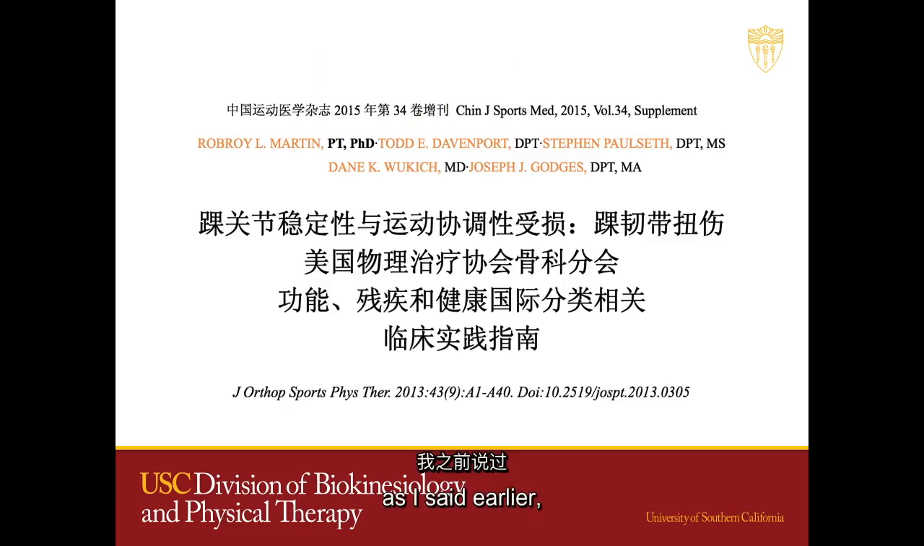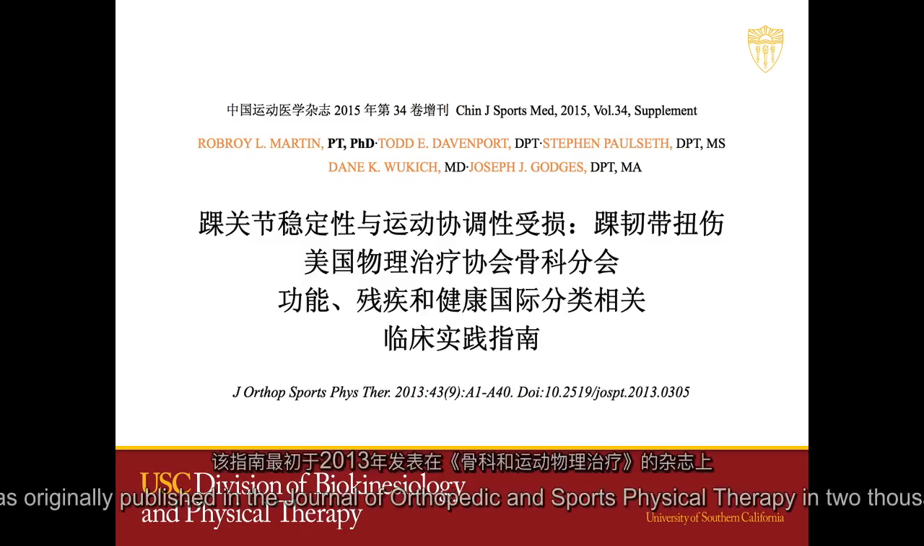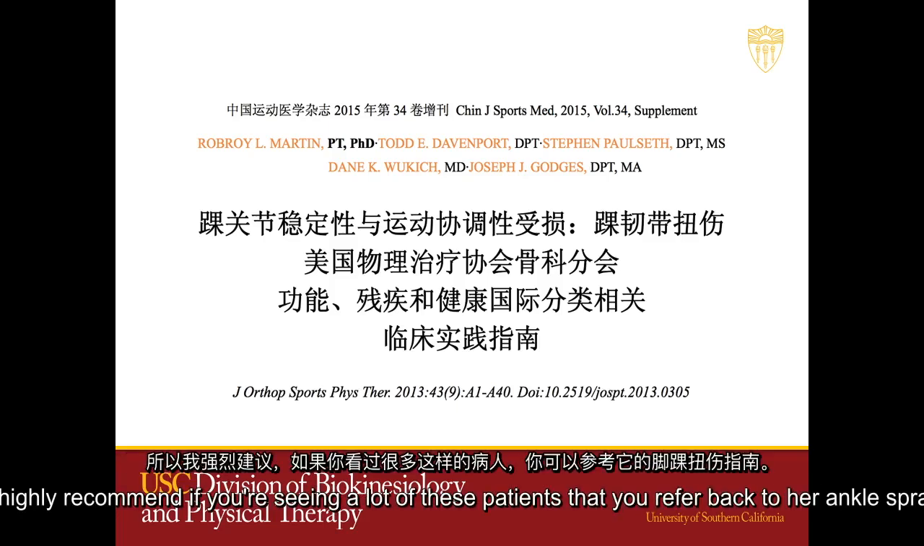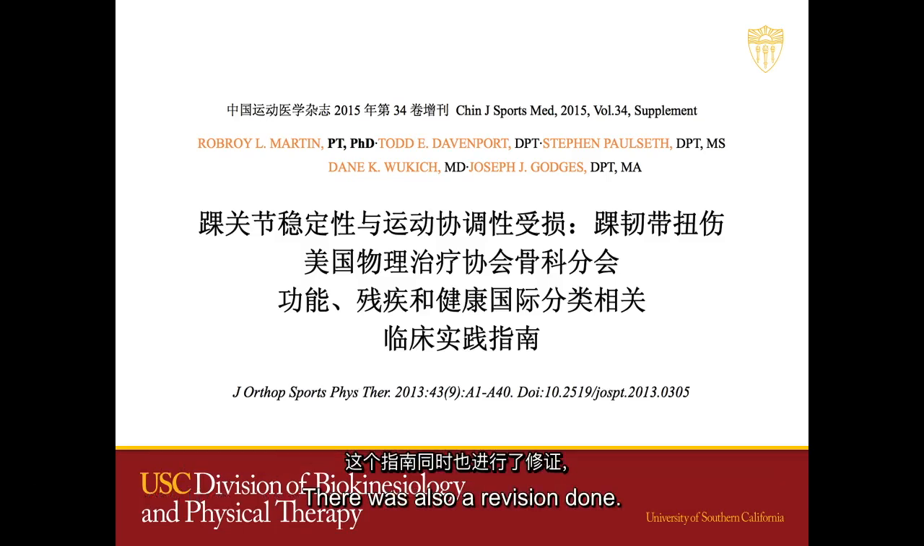As I said earlier, we do have an ankle sprain guideline. This guideline was originally published in the Journal of Orthopedic and Sports Physical Therapy in 2013, and you can see that we do have a version that's part of the Chinese Journal of Sports Medicine, translated into Chinese back in 2015. So I would highly recommend, if you're seeing a lot of these patients, that you refer back to our ankle sprain guideline. There was also a revision done that follows a lot of the same stuff.